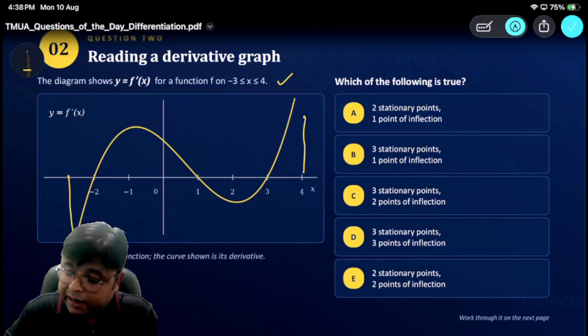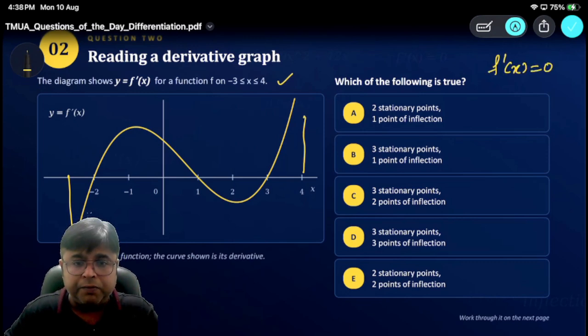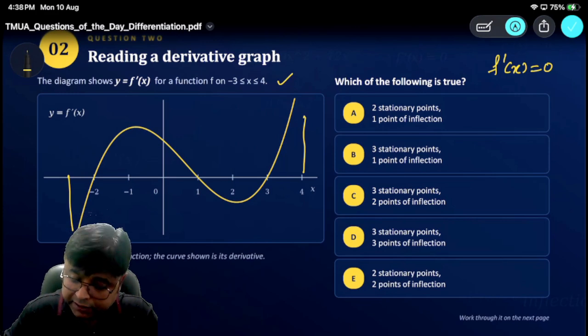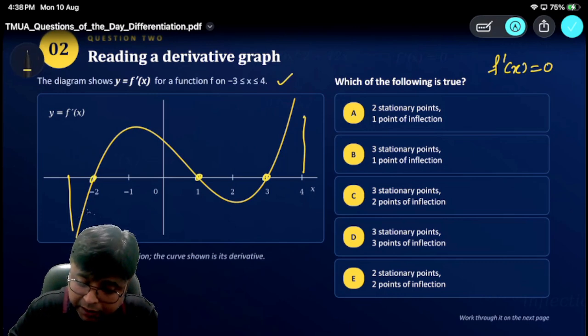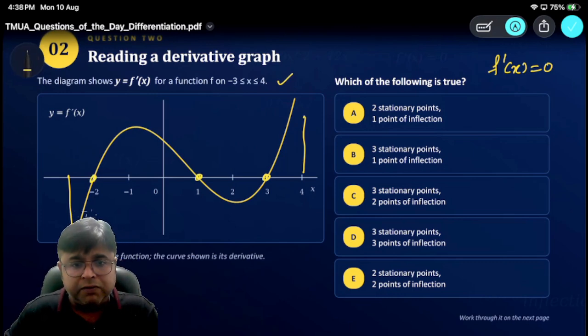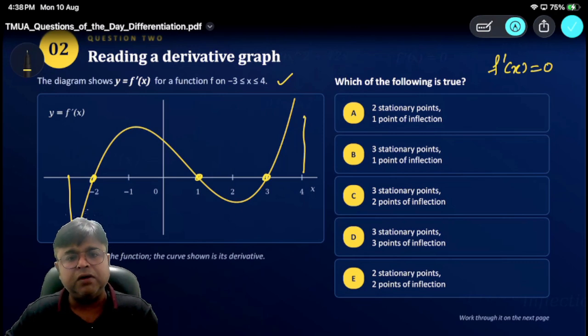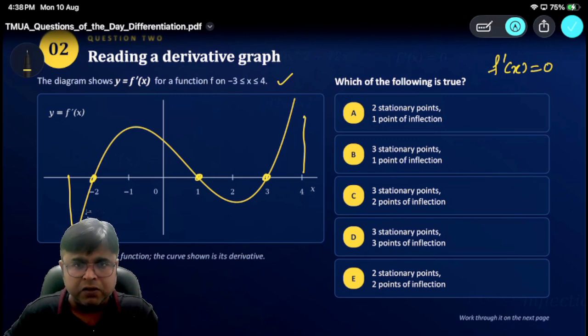But I know that when f dash x is 0, then there will be a point of local maxima or local minima. So it is 0 at 3, it is 0 at 1, and 0 at -2. Now the only thing I need to ensure is that the sign of f dash x on either side of these points should be different. If they are different, then all these three are stationary points, either a point of local maxima or local minima.